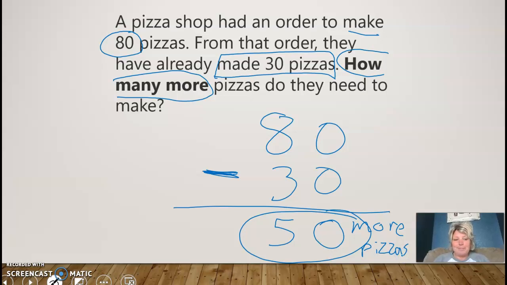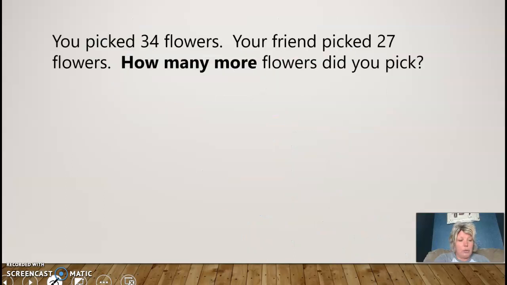How about you? Okay, I have one more problem that I would like you to solve and then check with me. Here's the problem. You pick 34 flowers. Your friend picked 27 flowers. How many more flowers did you pick? I see a clue word. How many more? I know two different strategies we've been working on. Will you pause the video, try and solve this problem, and then hit play so I can reveal what the answer is?